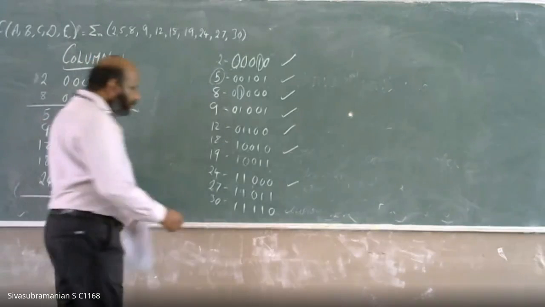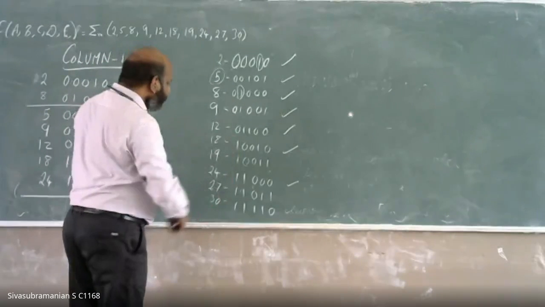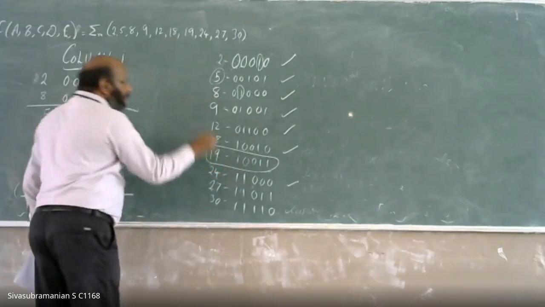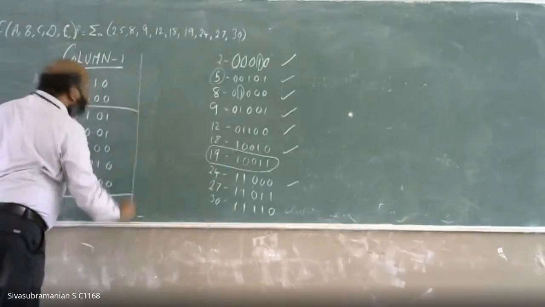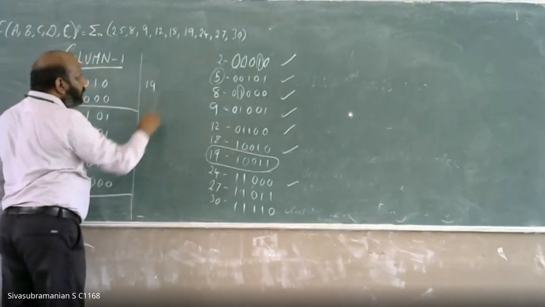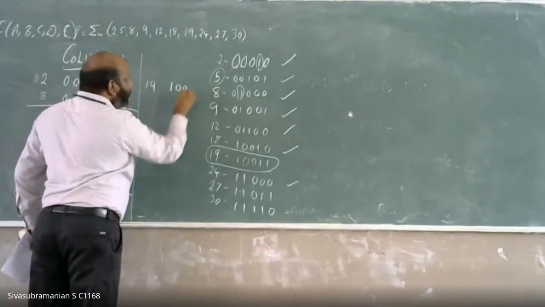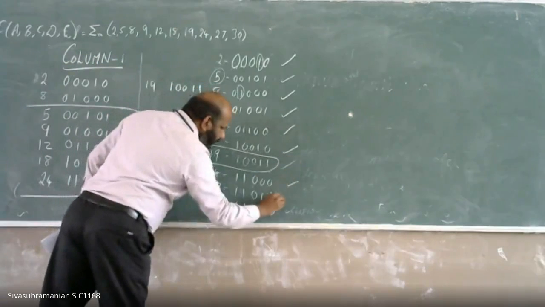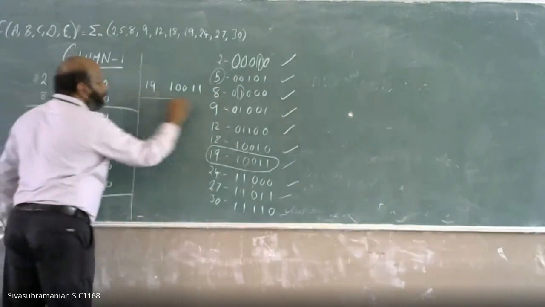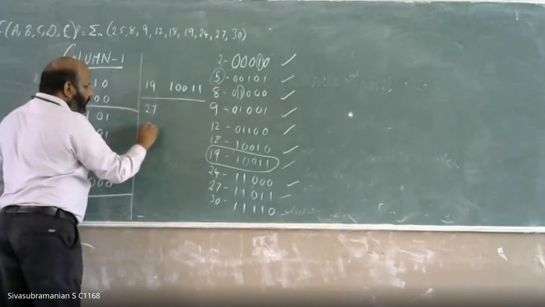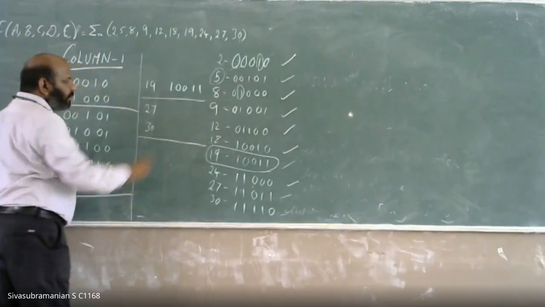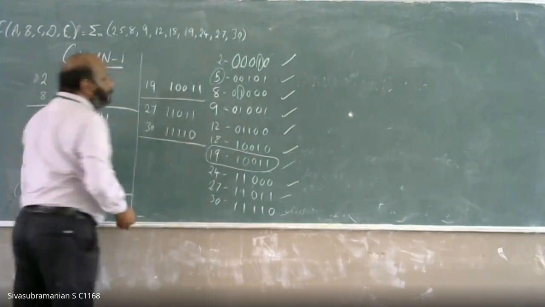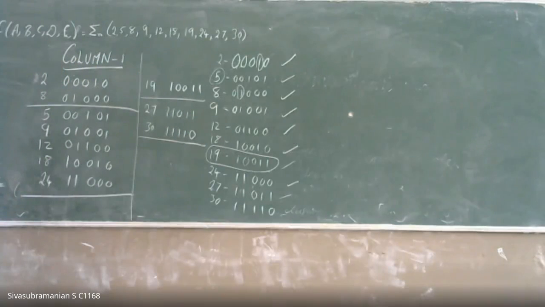Okay. And my third group is whichever minterms have three number of ones. So the three number of ones is only the one with 19. Okay. So 19 comes here with 10011, and then with 4 number of ones are my 27 and 30. 27 and 30. Okay. So 11011, 11110. Right? So hope this is clear.